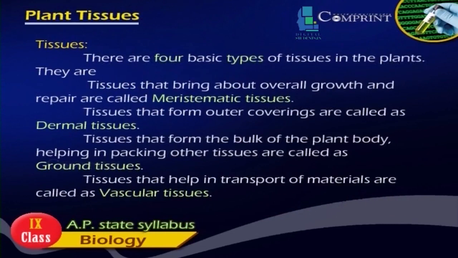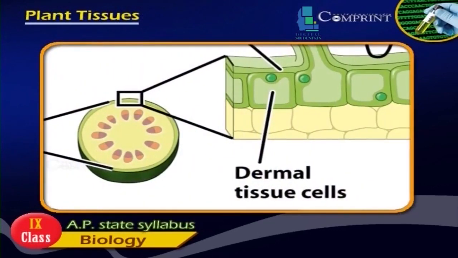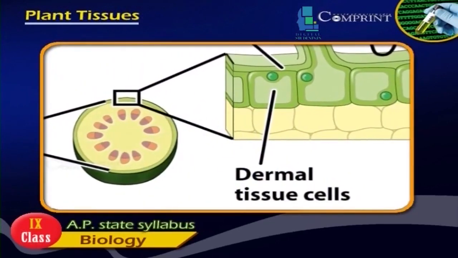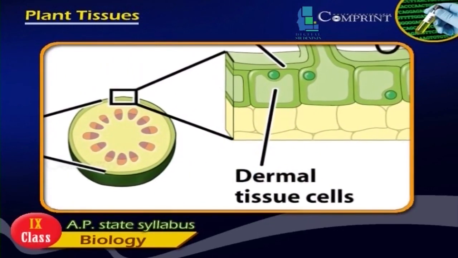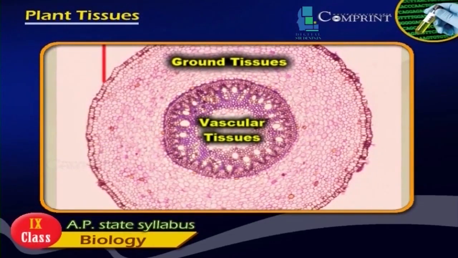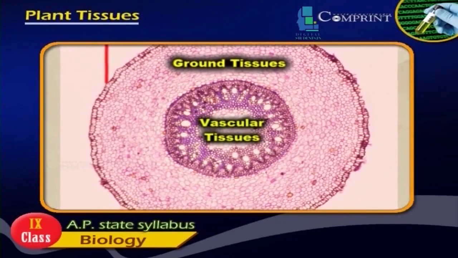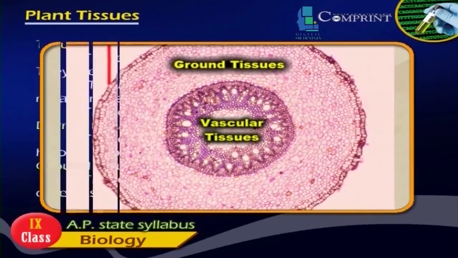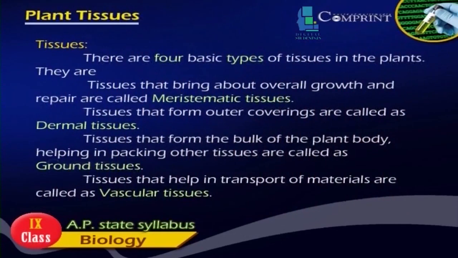Tissues that bring about overall growth and repair are called meristematic tissues. Tissues that form outer coverings are called dermal tissues. Tissues that form the bulk of the plant body, helping in packing other tissues, are called ground tissues. Tissues that help in transport of materials are called vascular tissues.